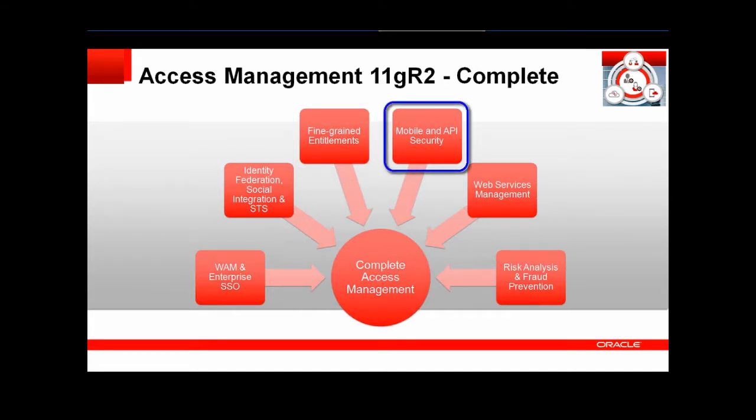Obviously, whenever web services are exposed, either through REST or typical web services through SOAP, you need to provide security to these APIs, as well as risk analysis. So currently, the Access Management 11G R2 platform caters to all of these different pillars that a customer can think of in terms of providing a complete end-to-end access management capability.